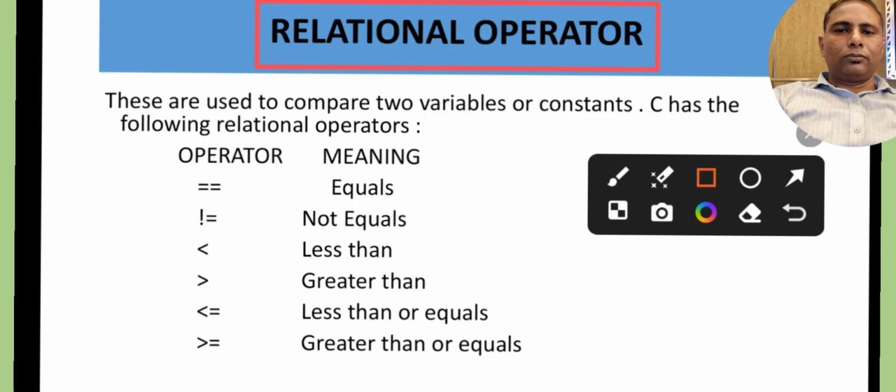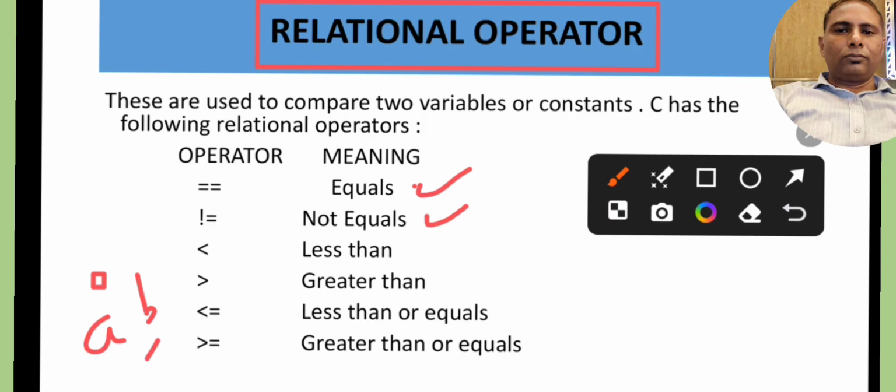If we talk about the relational operator, these are used to compare two variables or constants. For example, if one variable is a and another variable is b, then we can compare these two variables. So how can we compare? There are different types of operators, that is the equal operator, with which we can see whether both the variables are equal or not. Another operator is the not equal operator, with which we can see if they are not equal.